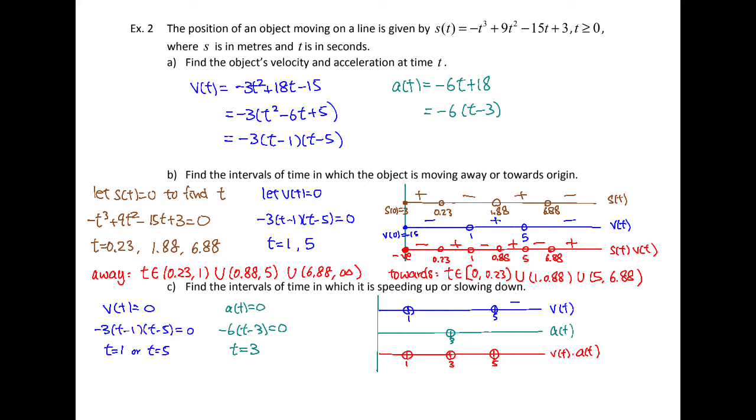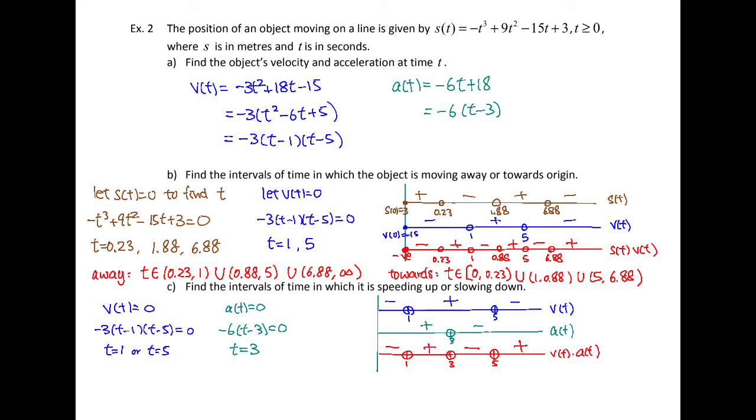So that's a negative interval, positive interval, and negative interval. Acceleration, this will be a negative interval, and that's a positive interval. And for the product, negative times negative becomes positive. And this region here will be positive times negative, which becomes a negative. And this region here will be positive times positive, which is positive. And the last one, negative times positive will become a negative.